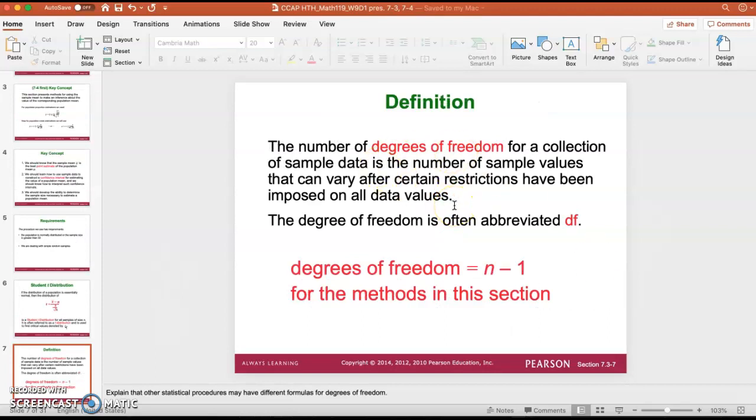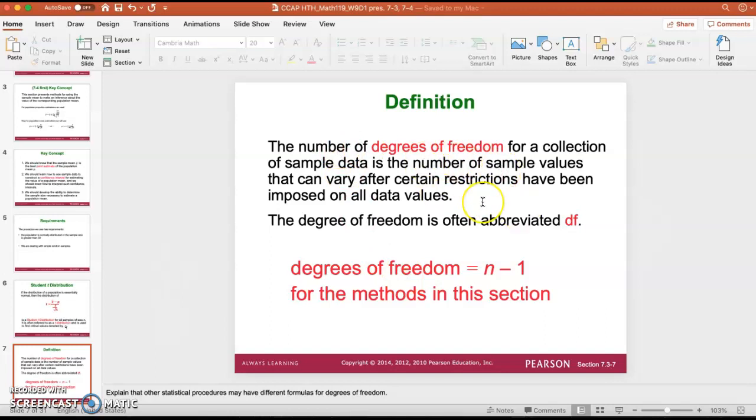Now, something that's important with this distribution is that we have to take into account the degrees of freedom for a t distribution. For a collection of sample data, it is the number of values that can vary after certain restrictions have been imposed on all data values. This is kind of what the degrees of freedom means. It's often abbreviated as just df, and in order to find the degrees of freedom, you just take the sample size and subtract 1, and that's how you find the degrees of freedom for any sample set.